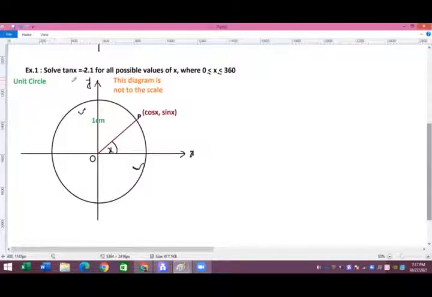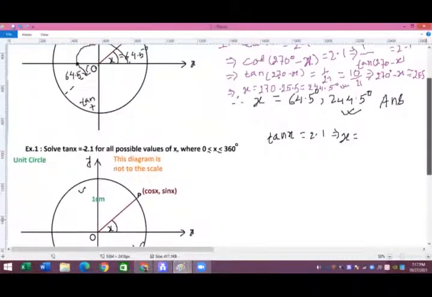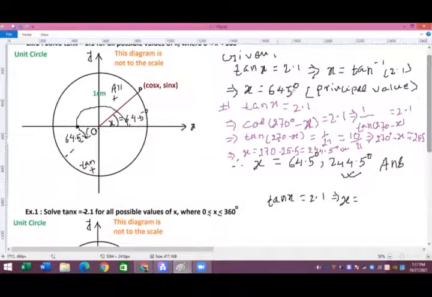So in this question, solve tan x equals minus 2.1 for all possible values of x, where 0 is less than or equal to x, which is less than or equal to 360 degrees. So x is in degrees here. So in this case, a good idea is that at first you take the principal value. So this is tan x equals 2.1 in the positive sense first of all, and you found that in this case x equals 64.5.